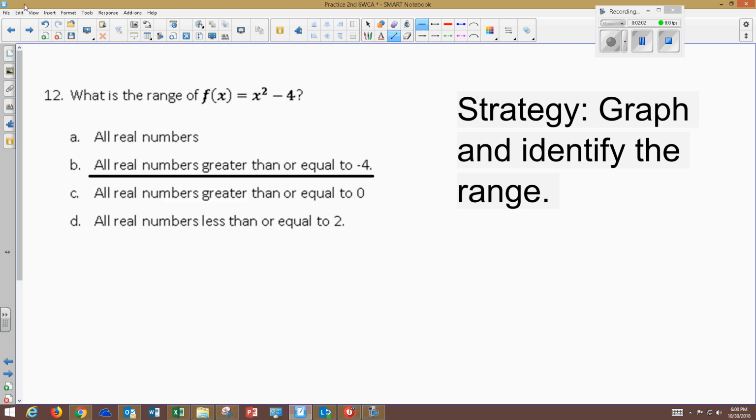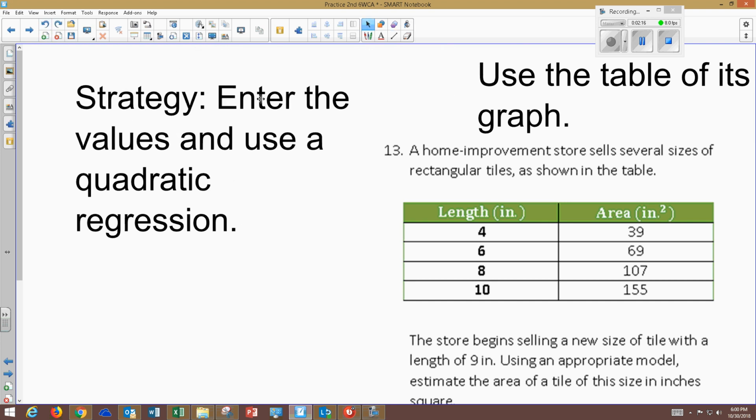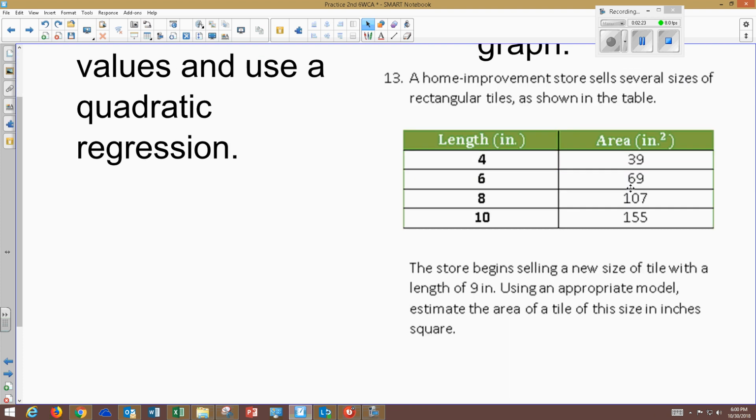Okay? So let's look at problem number 13. Problem 13 says, a home improvement store sells several sizes of rectangular tiles as shown in the table. The store begins selling a new size of tile with a length of 9 inches. Using an appropriate model, estimate the area of a tile of this size in inches squared.